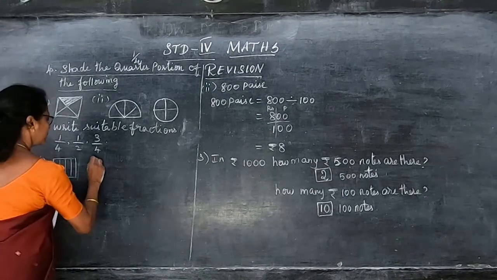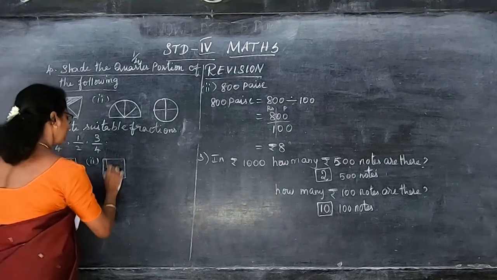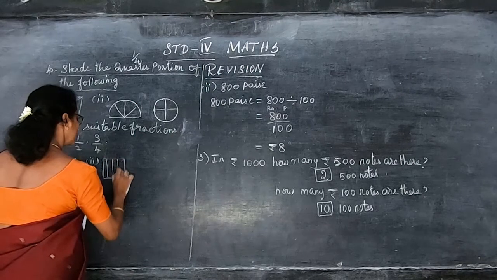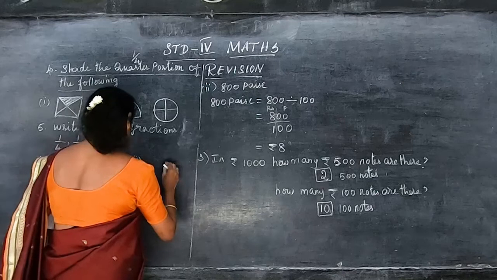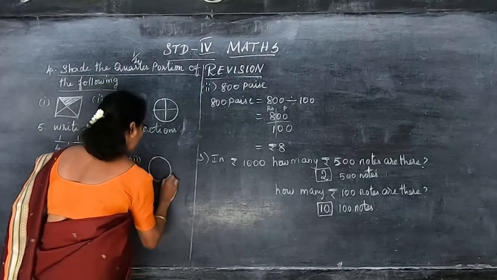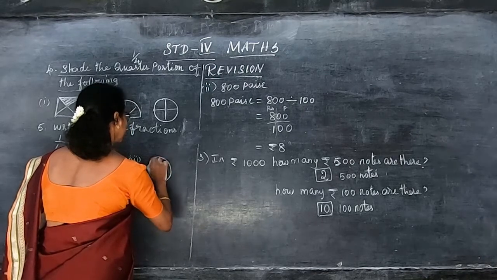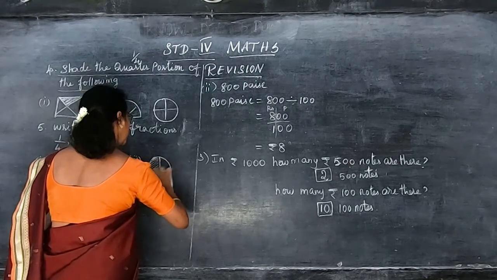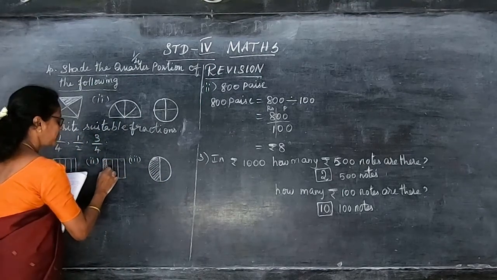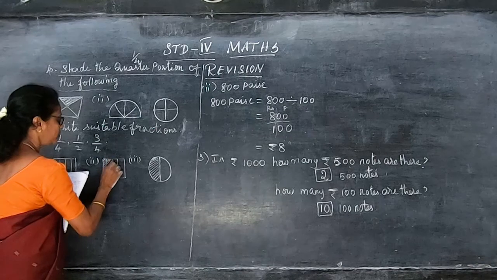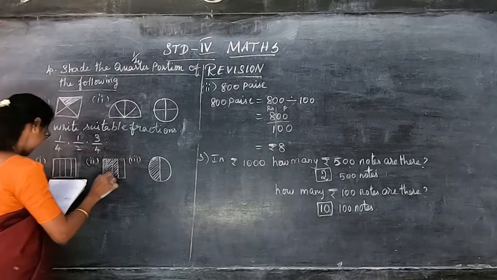And second sum. And third sum. One by 2. So they will give the picture and diagram, and the shading also they will give. So you have to write in the picture 1 by 4, in the picture 1 by 2, in the picture 3 by 4. Okay.